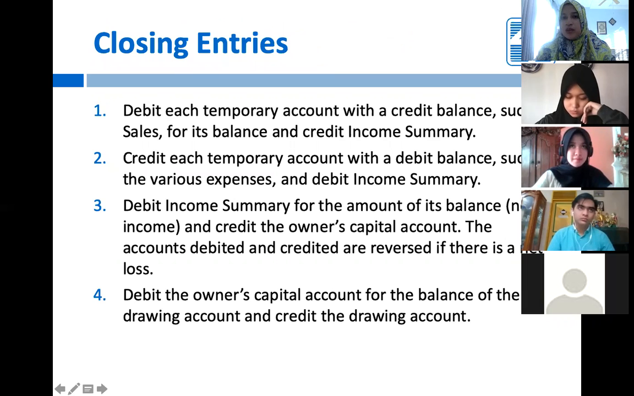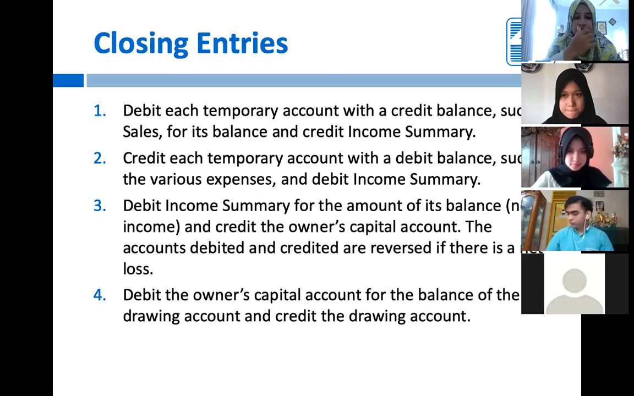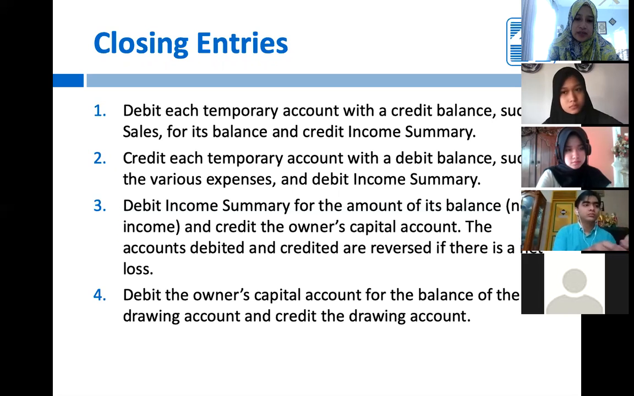Okay, we move to the closing entries for a merchandising business. It's very similar to the service company, but there are certain accounts that are different, which is the merchandise inventory. So we debit each temporary account with a credit balance, like sales, for its balance, and then we credit income summary. Oppositely, for accounts with a debit balance, we will credit the temporary account, such as expenses, and then we debit income summary. Anyone still remember what's the difference between temporary account and permanent account?